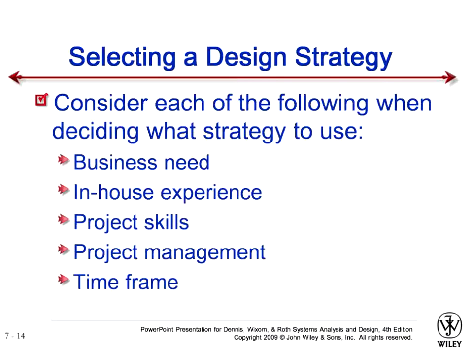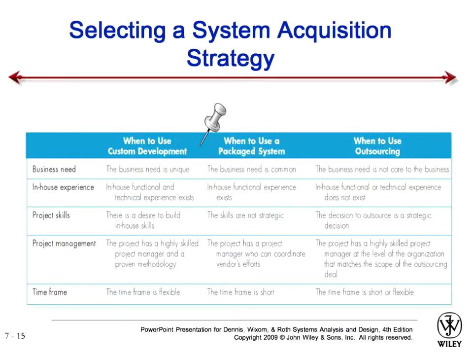Now, selecting a design strategy: consider each of the following when deciding what strategy you are going to use. See the business needs, see the in-house experience, like what is your experience in a certain technology, in a certain type of project, similar projects previously. What are the skills your people have? How is project management being done, and what is the time frame? After considering all these factors, you can select a design strategy.